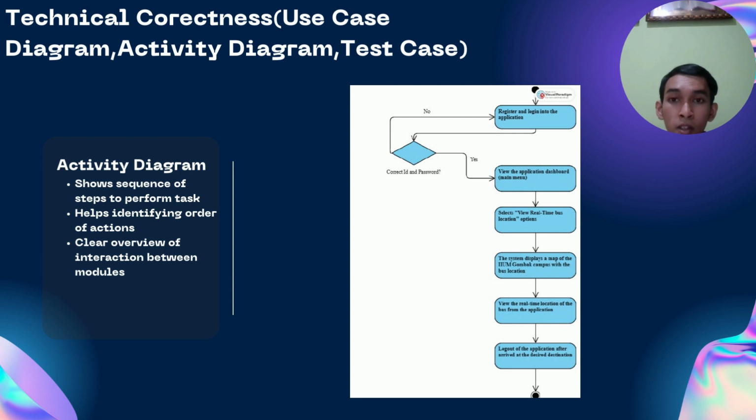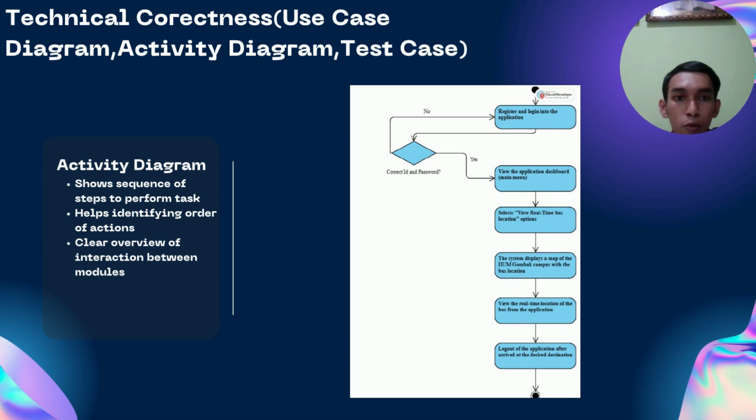For the activity diagram, an activity diagram presents the flow of activities and actions within the IIUM shuttle bus system. It represents the sequence of steps required to perform various tasks and processes. By visualizing the activity flow, this diagram helps in identifying the order of actions, decision points, and conditions within the system. It provides a clear overview of how different components and modules interact with each other during the operation of the shuttle bus system.